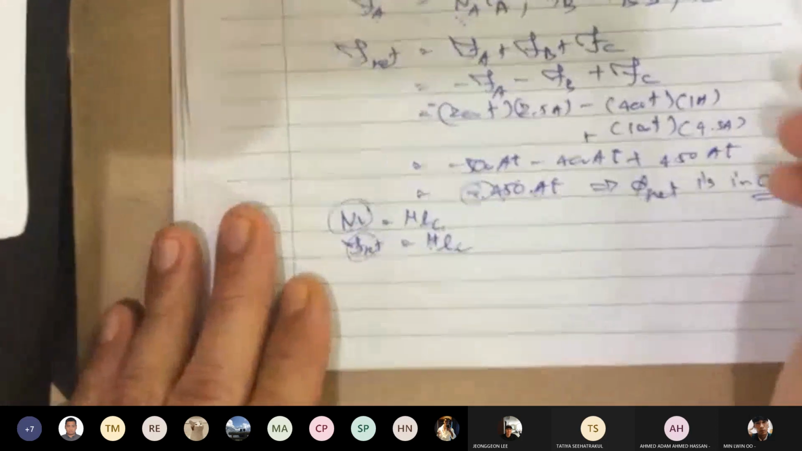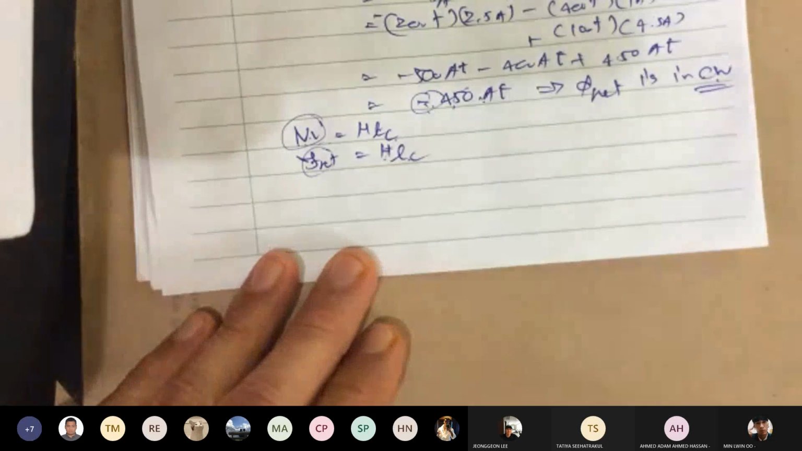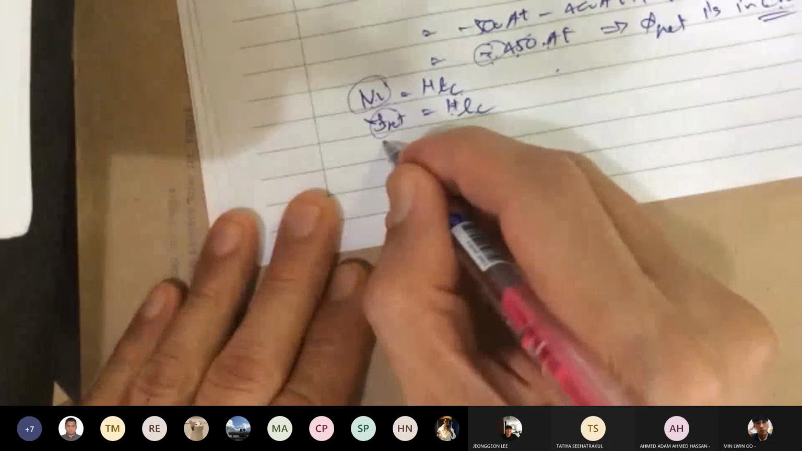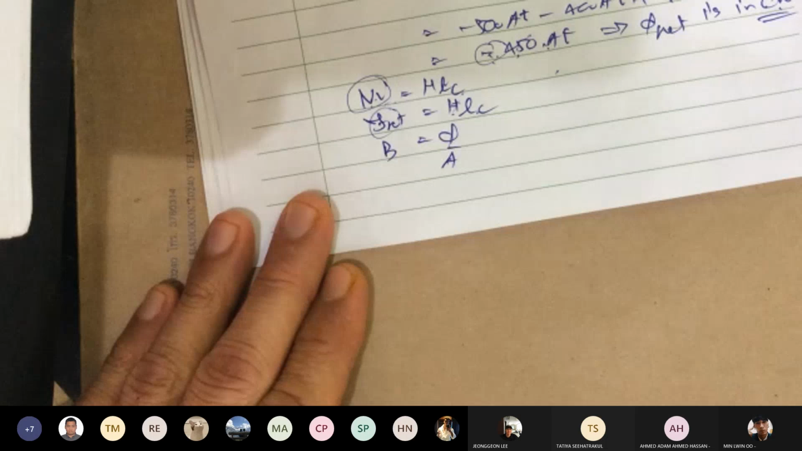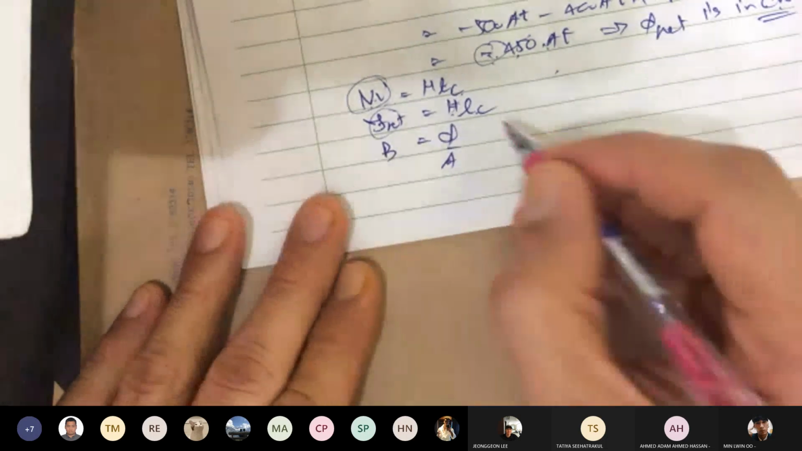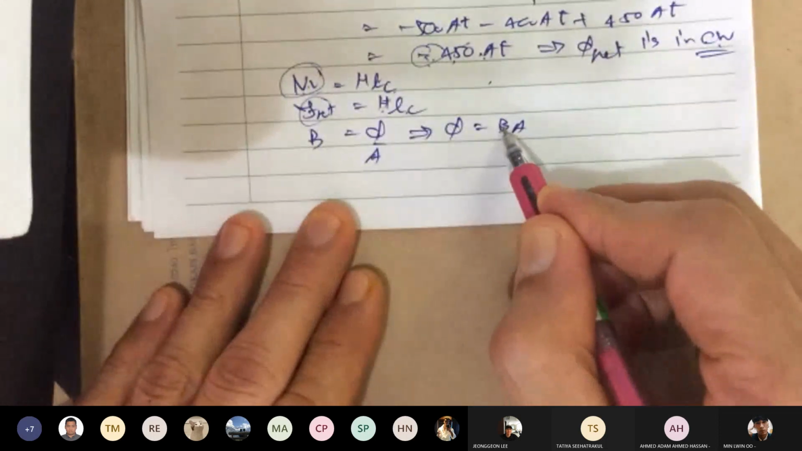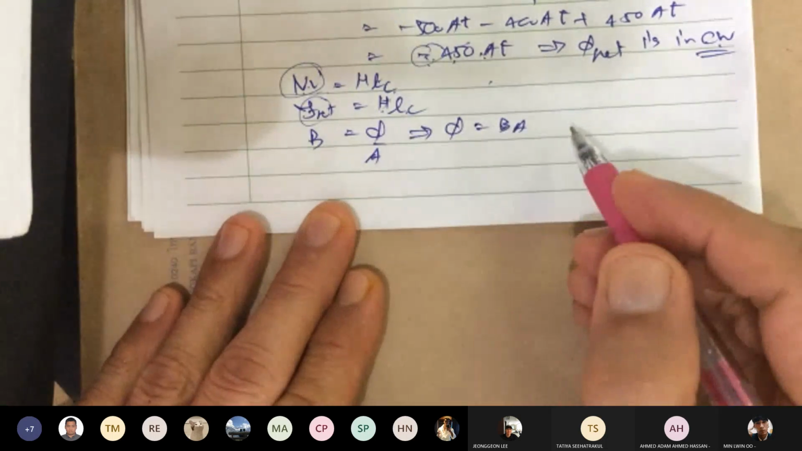You must calculate H. Remember, our goal is to find phi net. What does phi net have to do with H? We know another equation: B is equal to phi over the area, right? So we want phi, we need to know B. We know the area. So here it leads to phi is equal to BA. We don't have B yet, okay?